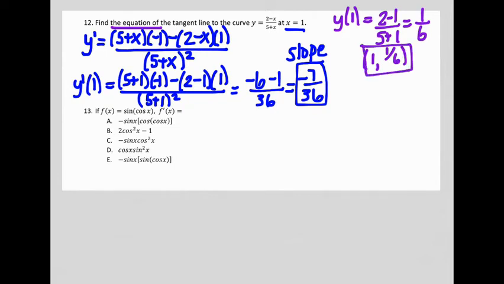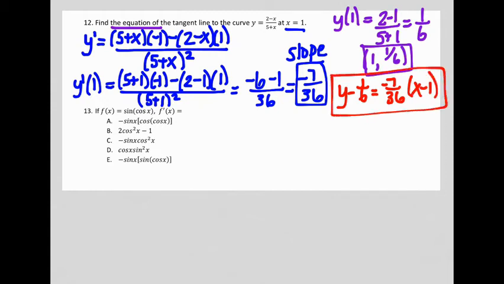Now I can take these two pieces, the point and the slope, and write the tangent line using the point-slope formula of a line. Y minus 1/6 is equal to negative 7/36 times x minus 1, and this is our tangent line. So don't be freaked out by fractions. They're fine.